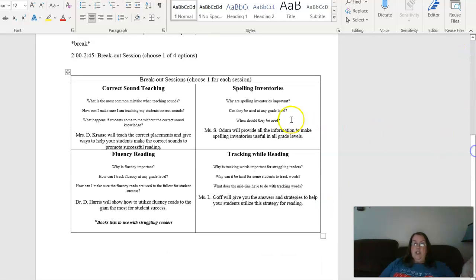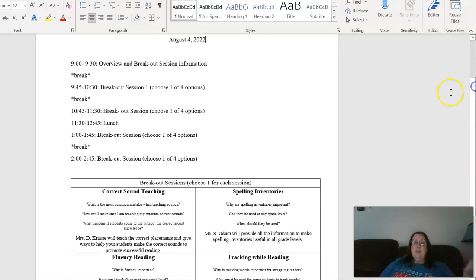At the bottom of the agenda, they would see the 4 sessions and kind of what it's about and who the presenter is and what they're going to learn from it. So then they can choose it in any order. There are breaks in between to give them a chance to get what they need.